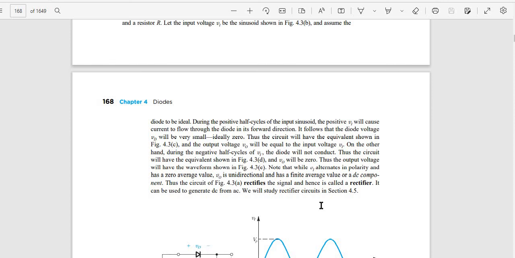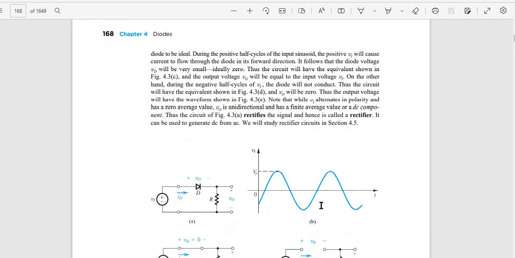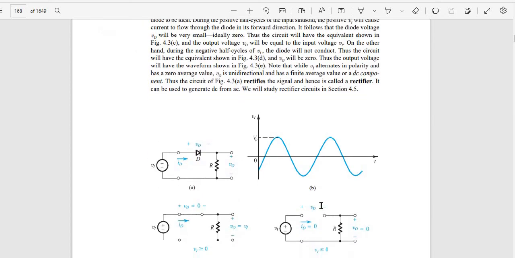Note that while V1 alternates in polarity and has a zero average value, VO is unidirectional and has a finite average value, or DC component. The circuit of 4.3a rectifies the signal and hence is called a rectifier. It can be used to generate DC from AC. We will study rectifier circuits in section 4.5.